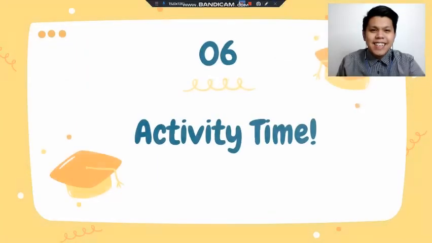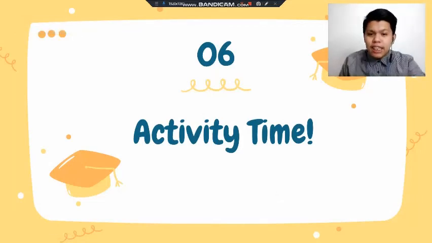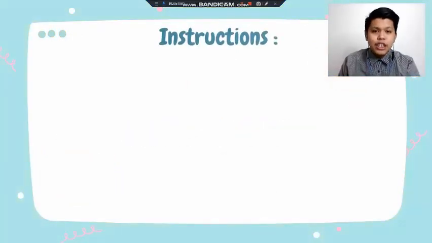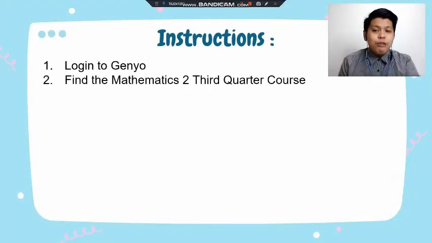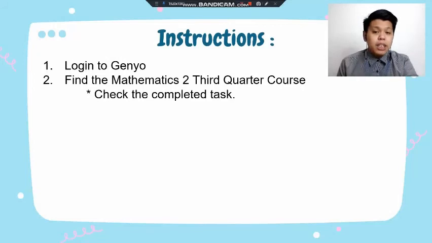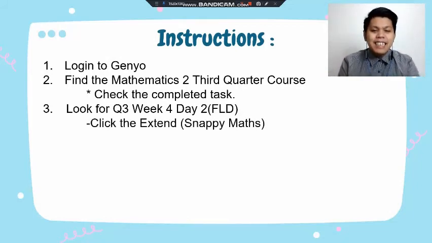Okay, it's activity time. So for our activity, here's the instruction. First is to log in to Genio. Second, again, find the Mathematics 2 third quarter course. Check the completed task if it is not in the current task. Now, if you still don't see it in the completed task, check or click my name and you will be able to see that. Look for the Q3 week 4 day 2 FLD. Click the extend snappy math.